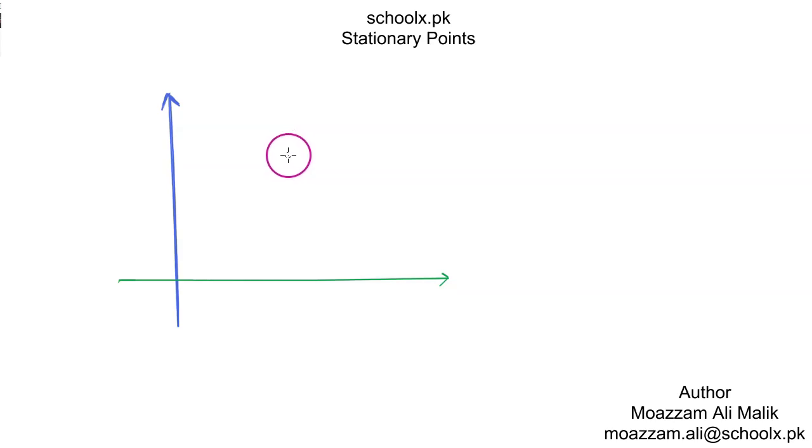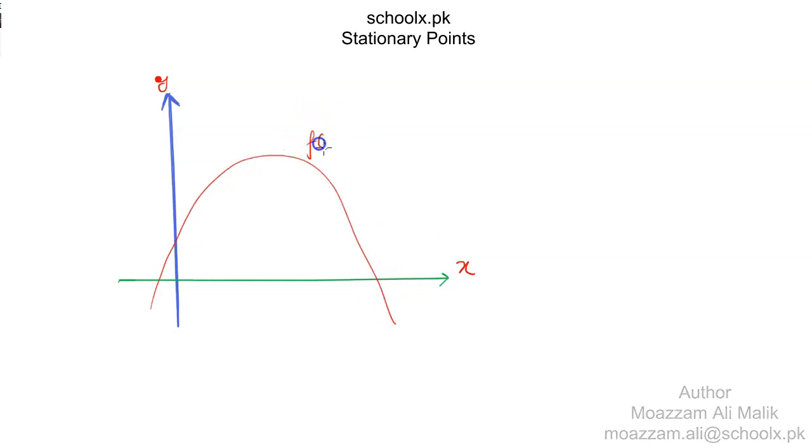In this lecture, we'll learn about stationary point. Let's say this is our y-axis, this is my x-axis, and let's say I have a curve. This is my curve f of x, right? So now, stationary points on a curve are those points at which the gradient is 0.